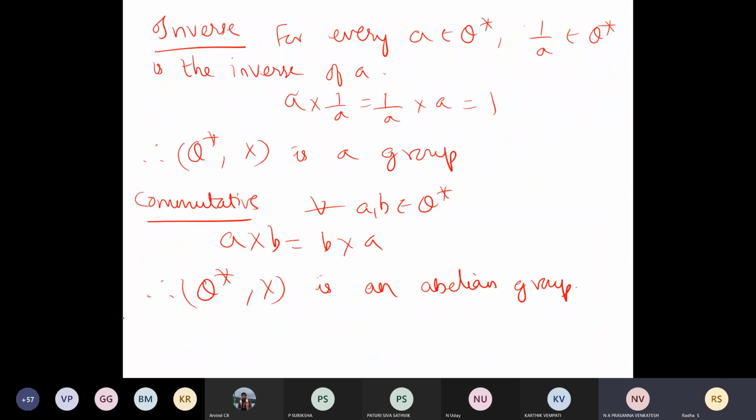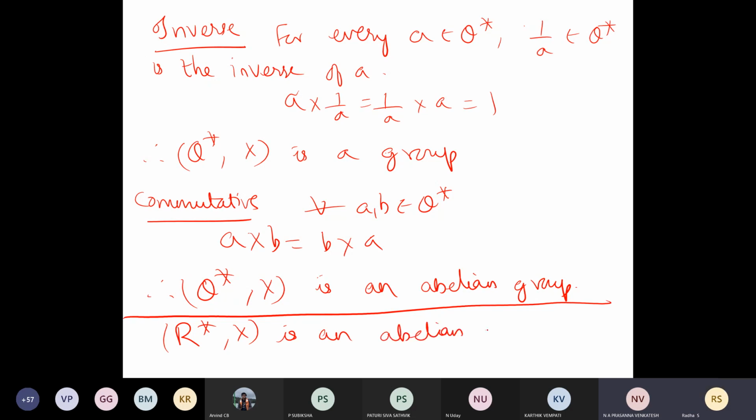I'll include something more. R star under multiplication is also an abelian group. R star means what? Non-zero real numbers. That is also an abelian group.